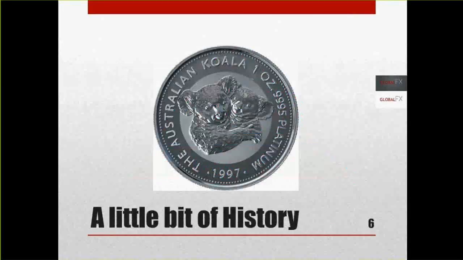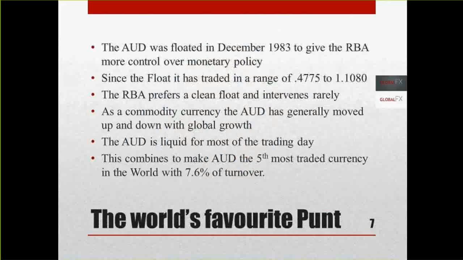So, a little bit of history. Aussie's been floated since 1983, back in December. It was essentially done to give the RBA more control over monetary policy. What we did was we took the variability out of the internal economy via interest rates and placed it into the currency. Since the float, it's traded 47.75 up to $1.1080. 47.75 was April the 19th, 2001.